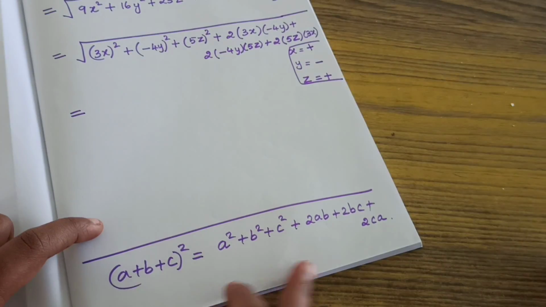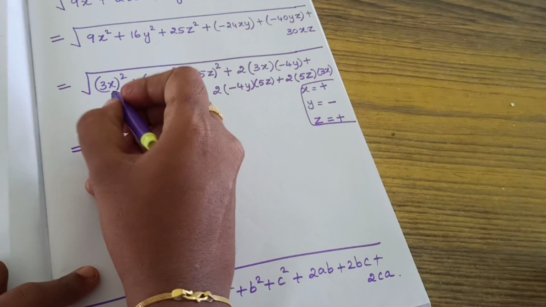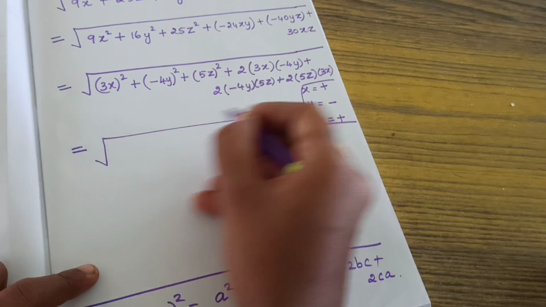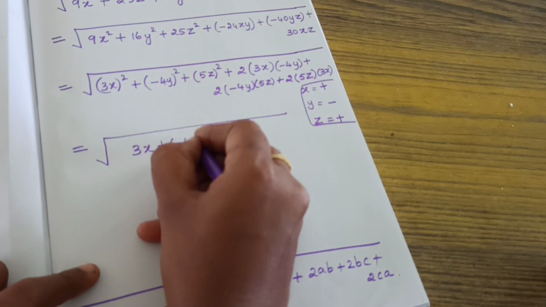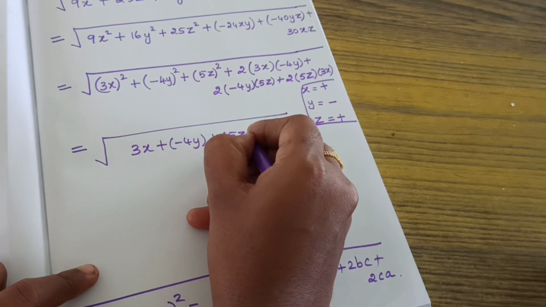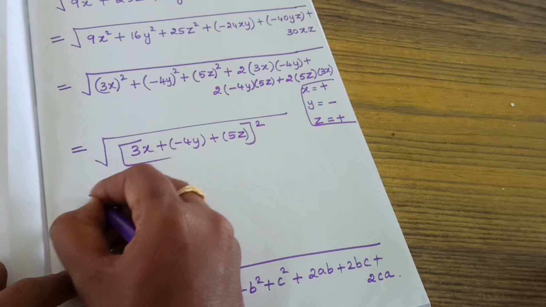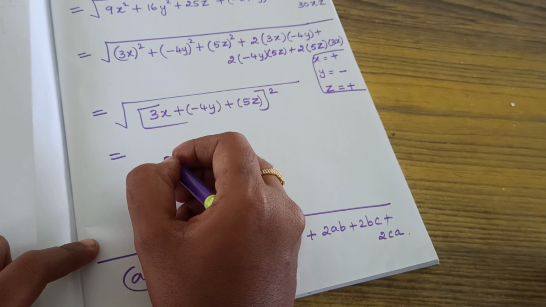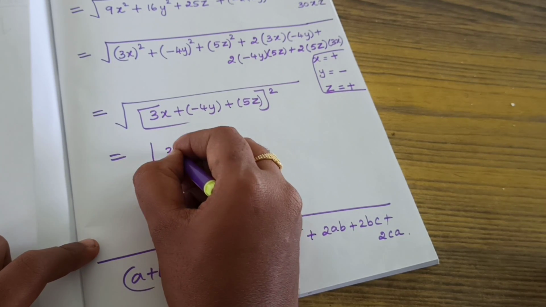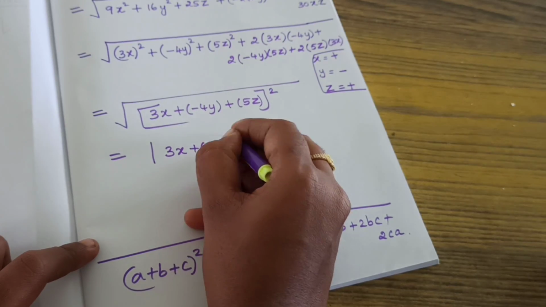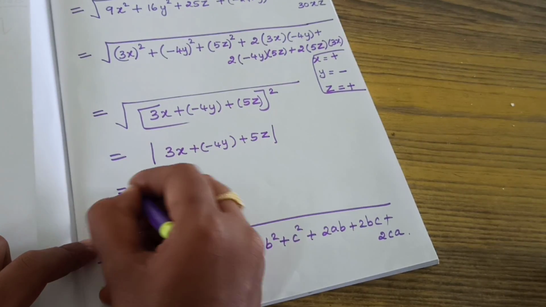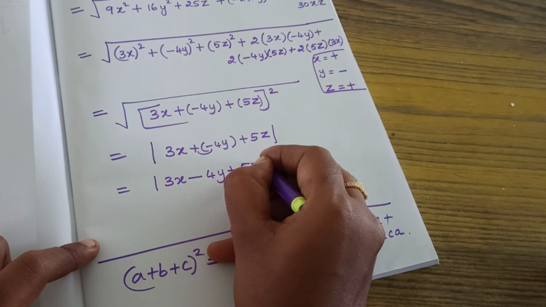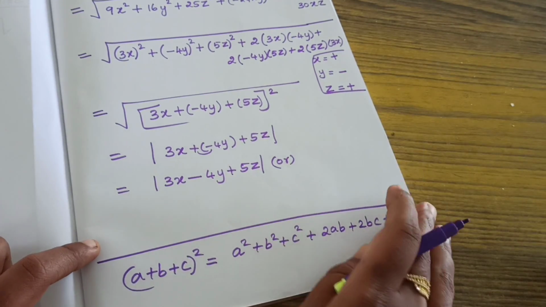Now this is the expansion of (a + b + c)². So here a is 3x, b is minus 4y and c is 5z. So square root of (a + b + c)². Now square and root get cancelled. Correct. So the terms we need to write inside the modulus: modulus of 3x plus minus 4y plus 5z, which is equal to 3x plus into minus 4y plus 5z, or one more answer will come.